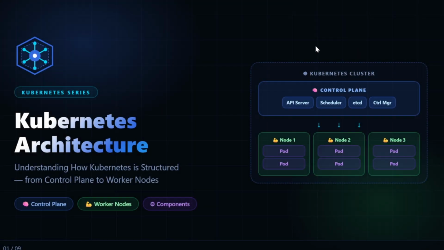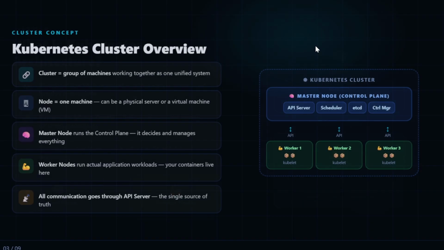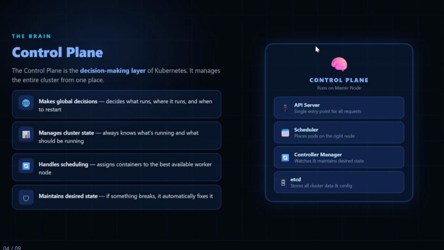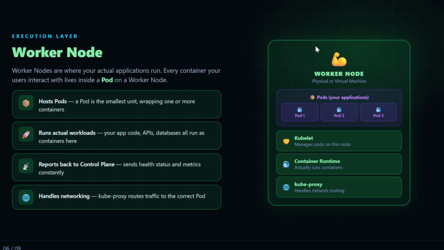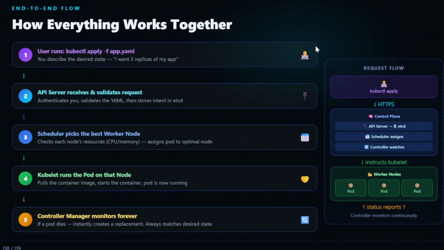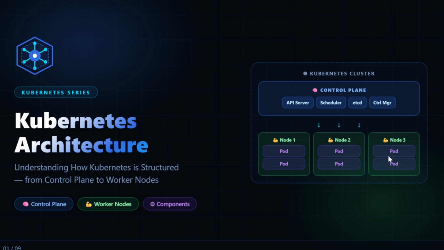Today we will be discussing Kubernetes architecture. I will be covering what exactly the Kubernetes architecture is, the Kubernetes cluster overview, and the components like the control plane and associated components, and the worker node and its associated components, and how everything works together in a Kubernetes architecture. I will be discussing the entire flow in this particular video. So without further ado, let's get into the video.